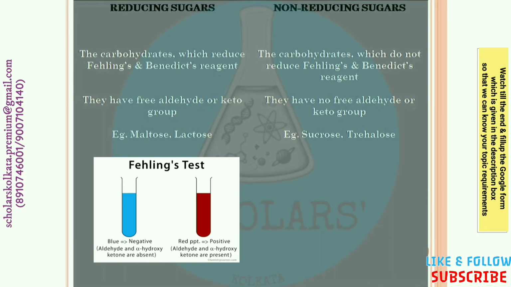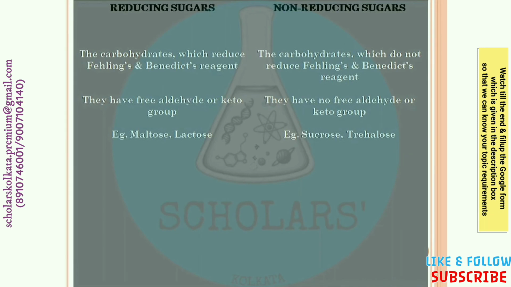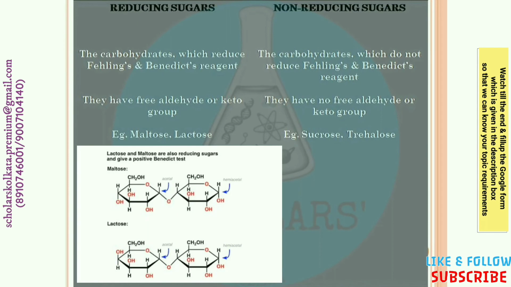Okay, so this is Fehling's reagent, and Benedict's reagent is also a chemical mixture of sodium carbonate, sodium citrate and copper sulfate pentahydrate, and it is mainly used in place of Fehling's solution to detect the presence of reducing sugars. We can also identify the reducing and non-reducing sugars based on the presence of a free aldehyde and keto group. If we take maltose and lactose as examples of reducing sugars, we can see that they have the acetal and also the hemiacetal group in their structure, and at the hemiacetal point we can see a free CHO group, that means a free aldehyde group is present.